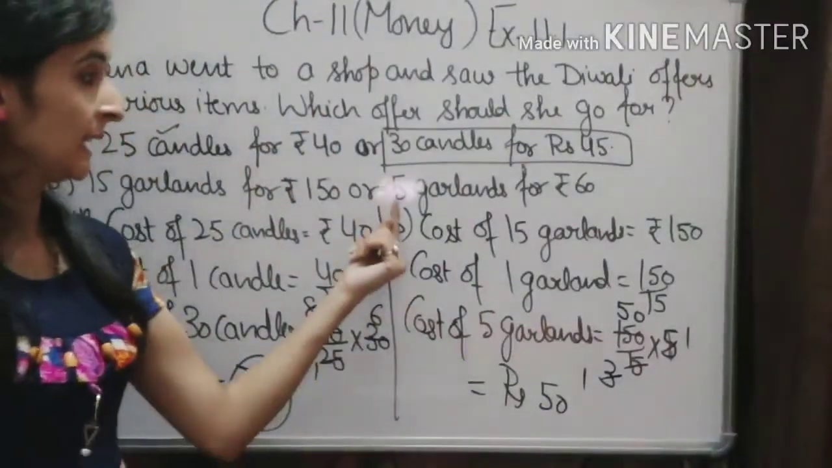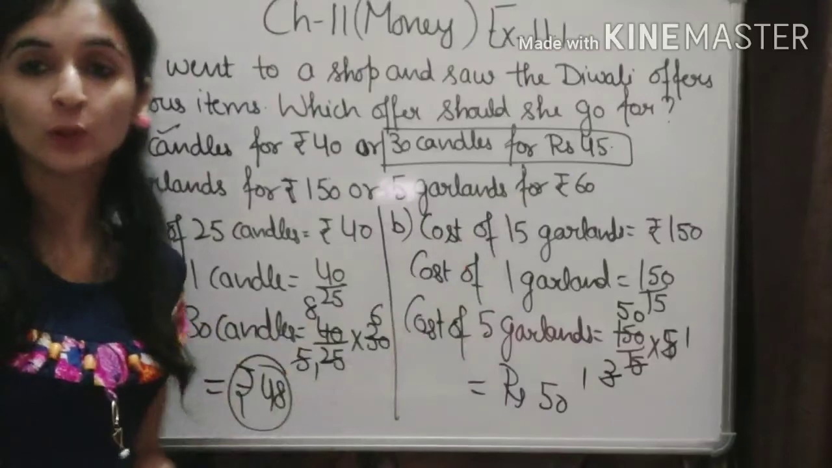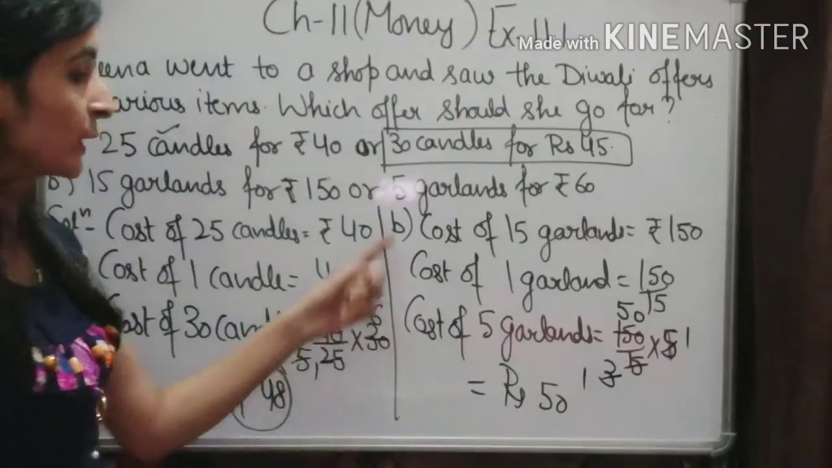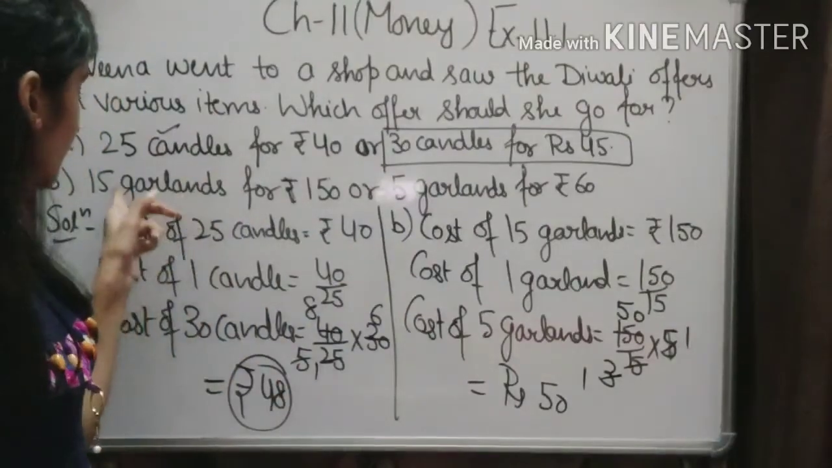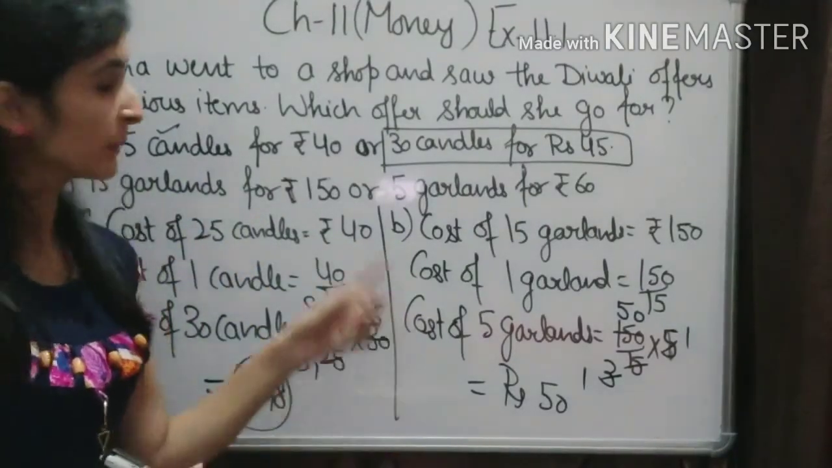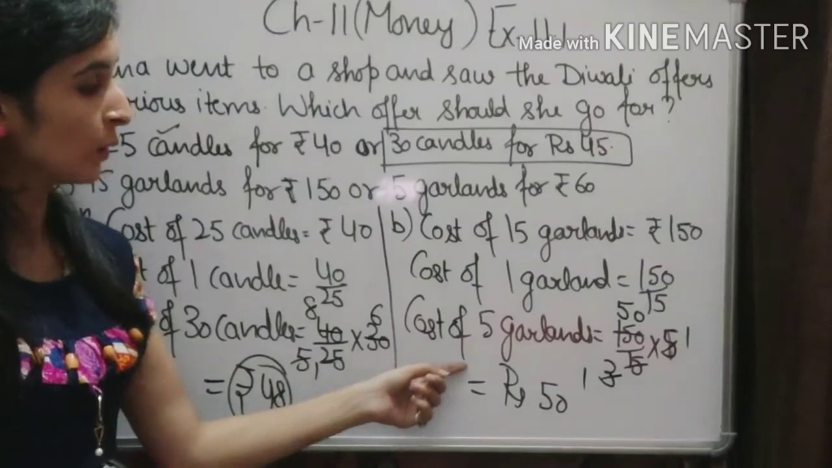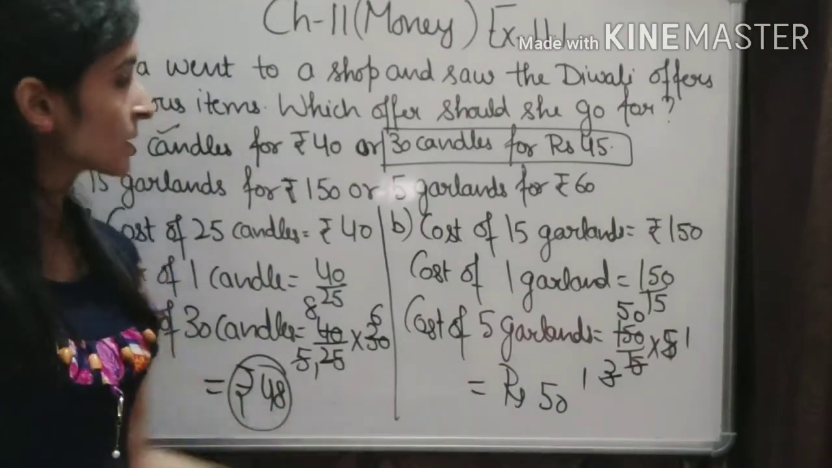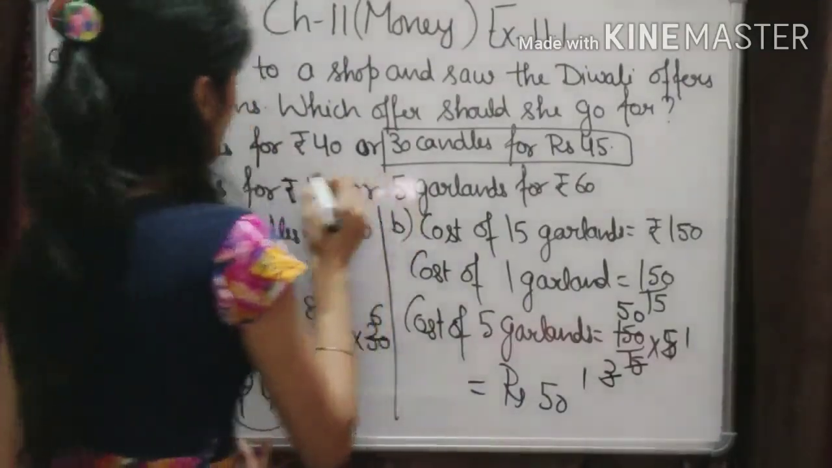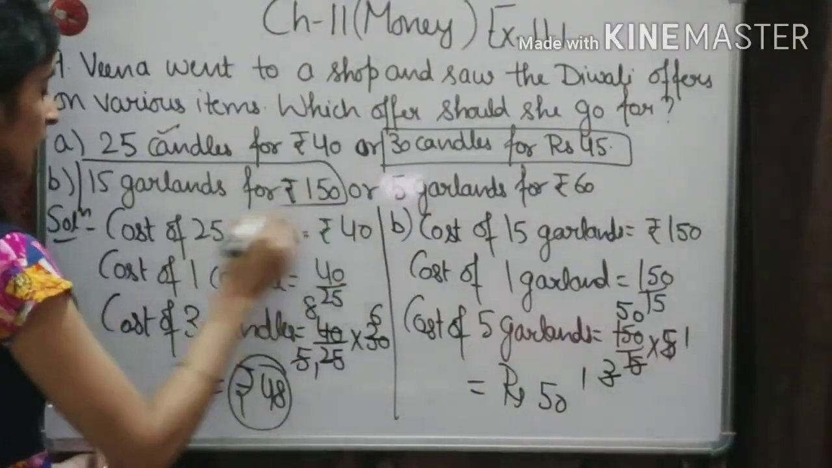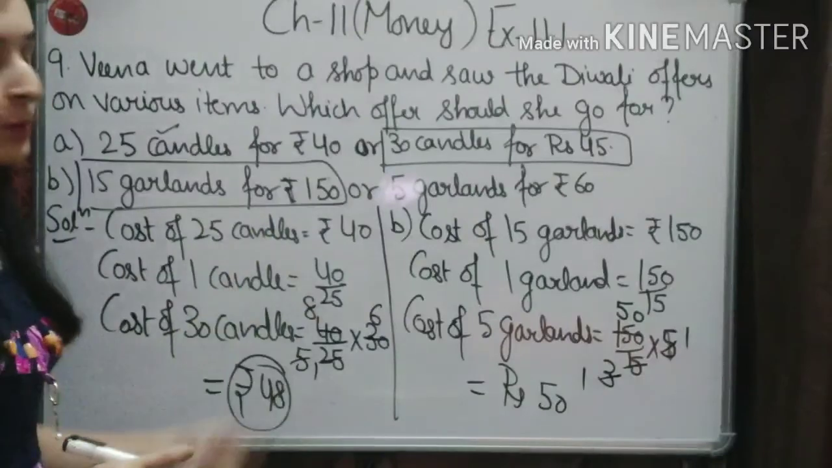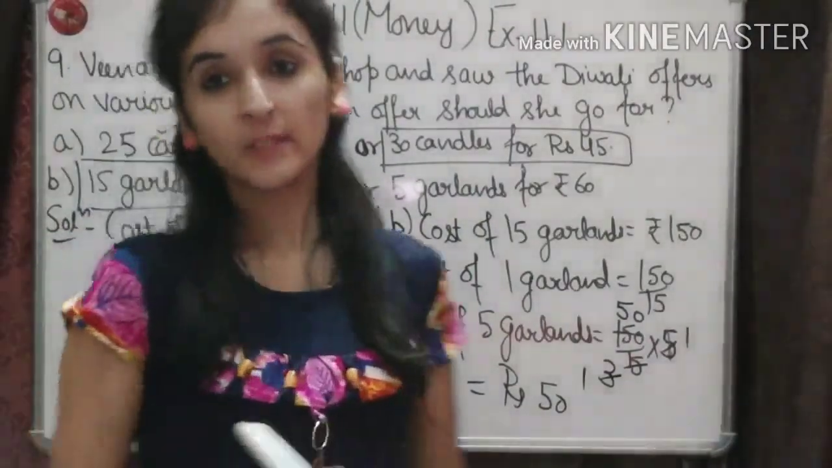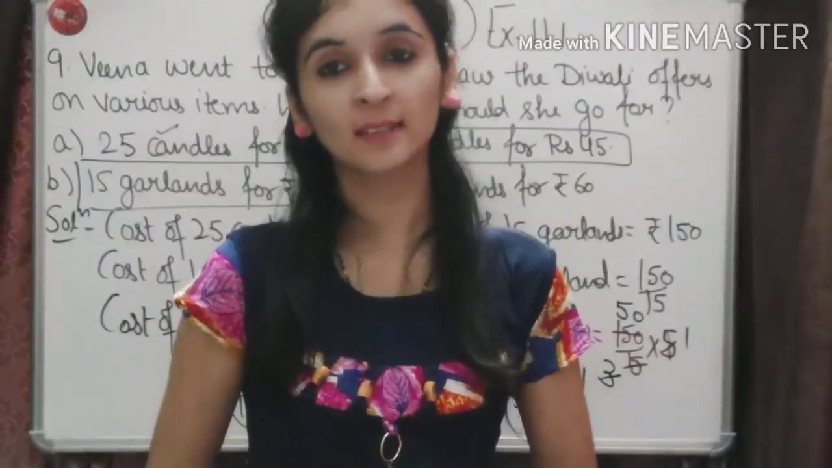Okay. And here she is getting 5 garlands for rupees 60. So which one is the best offer for her? The best offer for her is this one, 15 garlands for rupees 150, because here she will get 5 garlands for rupees 50. So she will go for this offer, 15 garlands for rupees 150. Right? Now we have done all the questions of this exercise.